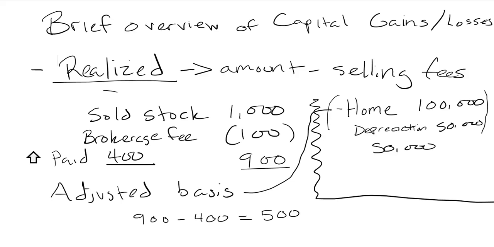So there are some more complexities that come along with this, but the basics of this is you have an amount that you realize, which is your total price received minus any selling fees. And then in order to arrive at your gain or loss, you must have your adjusted basis to subtract from that amount realized. And let me go ahead and do another example here.